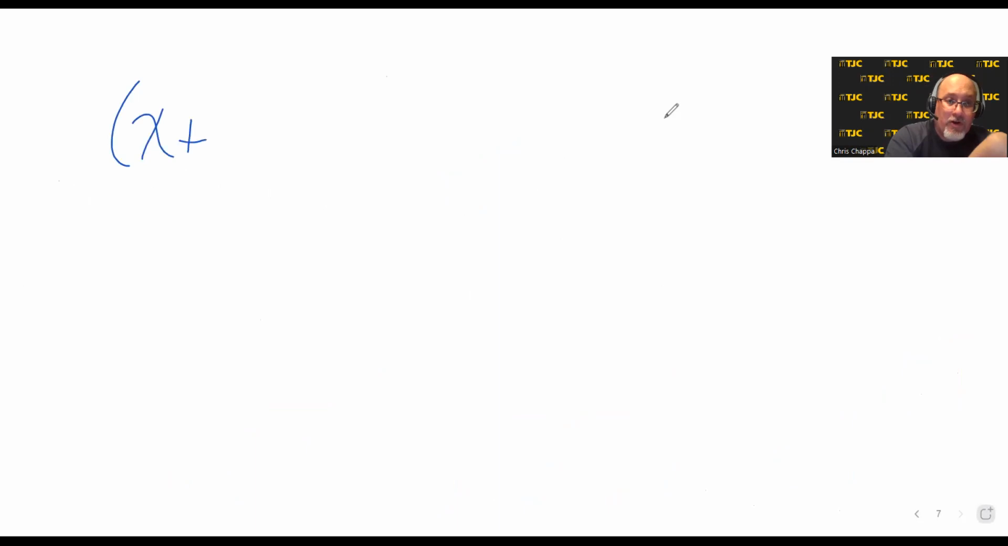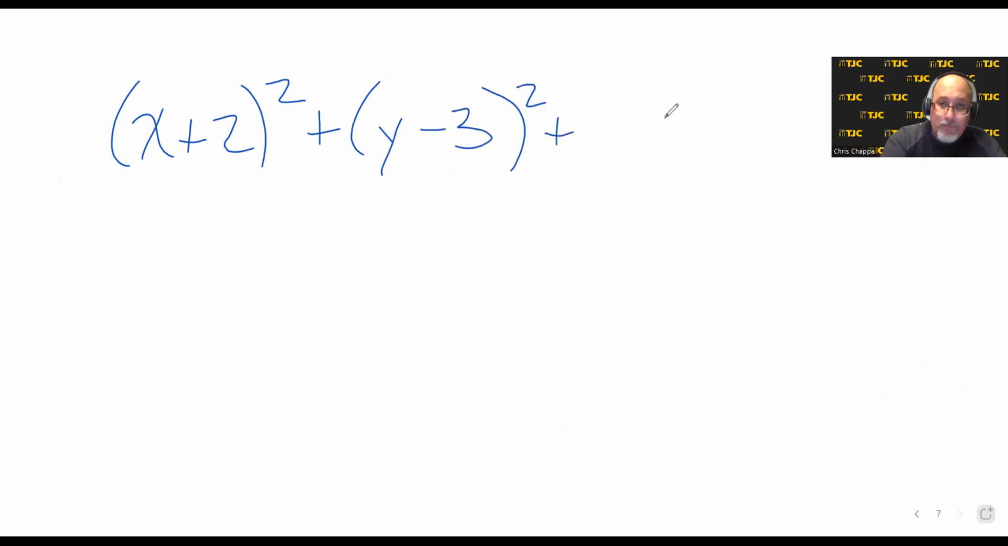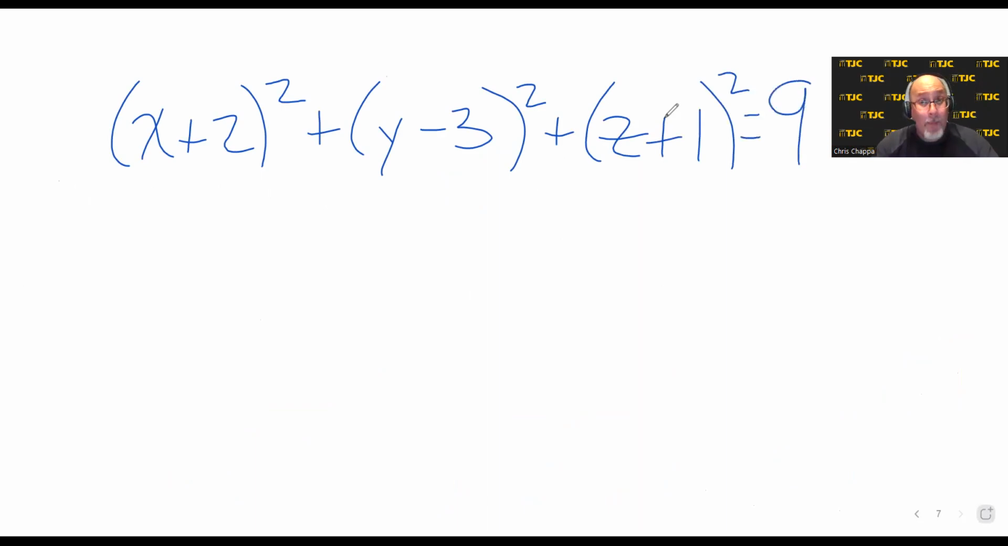(x + 2) squared plus (y - 3) squared plus (z + 1) squared. Also, another thing I didn't mention in a previous video: when I draw my z's, I will always put a line through the middle, so you know it's not a 2. So z's always have lines through the middles when I draw them by hand.